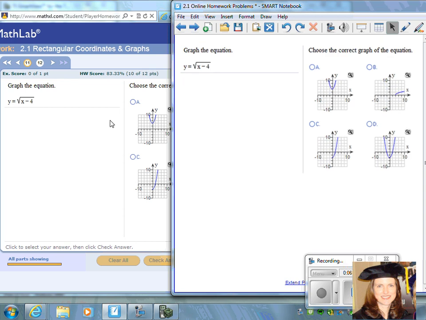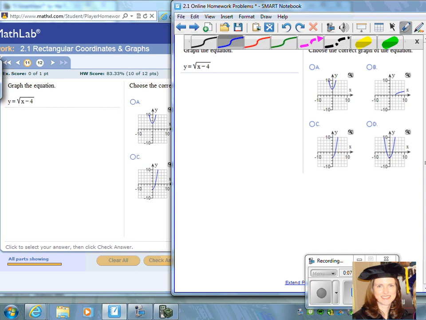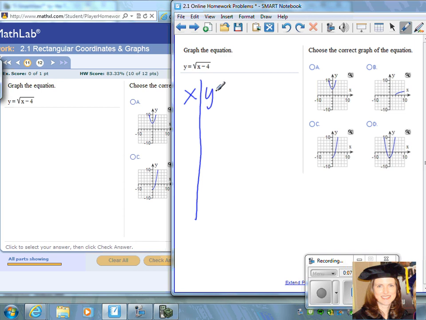Here we're asked to graph this equation, y equals the square root of x minus 4. Again, I typically like to make a table of values, but here we need to worry about what types of numbers you can plug into the function for x. Let's do this. Okay, so again, our x in our table and our y, which is equal to the square root of x minus 4.